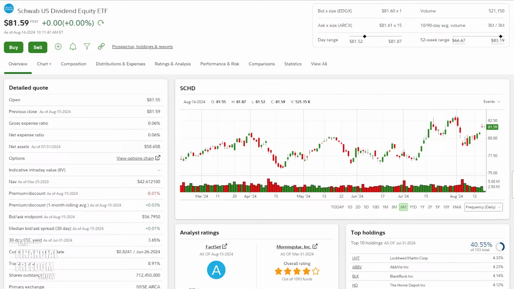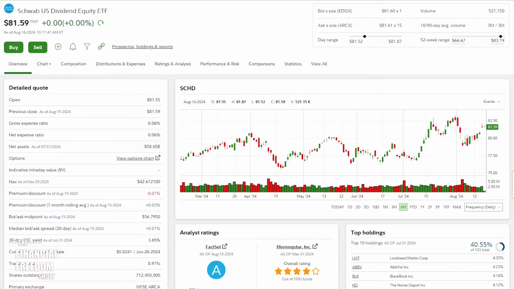So how exactly does SCHD work? The ETF tracks the Dow Jones US Dividend 100 Index, which selects stocks based on several criteria, including dividend yield, dividend growth rate, payout ratio, and return on equity. To qualify for inclusion in the index, a company must have a minimum of 10 consecutive years of dividend payments. This ensures that companies in SCHD have a proven track record of rewarding shareholders with consistent dividends. Additionally, companies are screened for financial strength, meaning that they must have a solid balance sheet and strong cash flow in order to continue paying dividends even in tough economic times.